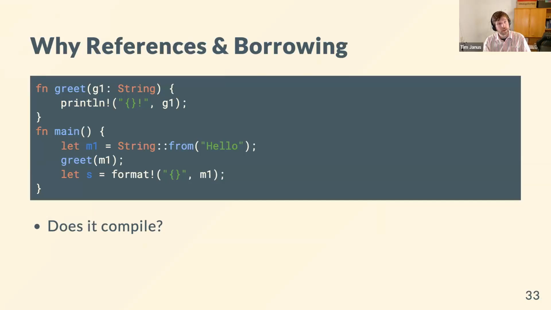So why references and borrowing? If you see this code, we have a greet function that takes a String and prints the string. And then you have the main function where you create a string, call the greet function, and afterwards try to format the string in another way. Does that compile? What do you think?